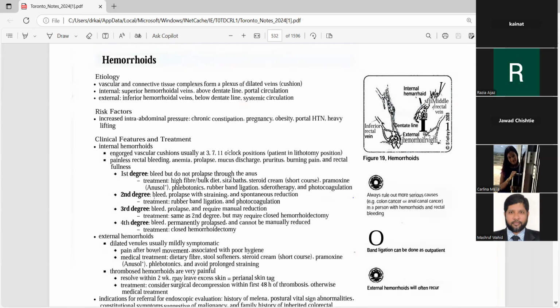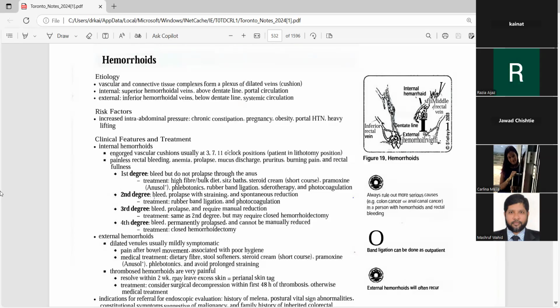So bleed but do not prolapse through the anus. Then high fiber diet, sitz bath, steroid, paroxamine, phlebotomics, and then ligation. That's very less likely. We go for high fiber diet, sitz bath, steroid cream, and mainly the constipation controlling and all that. If it's not resolving, then referring to the GI specialist and they will do everything.